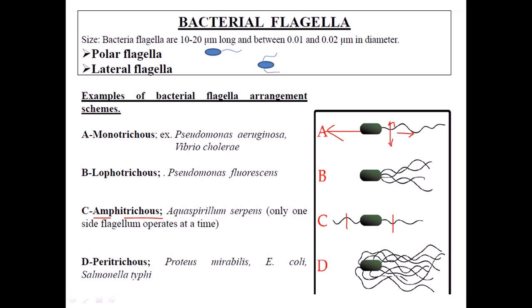Now in the fourth scenario, we have flagella coming out from all the places of a bacterial cell, in both the ends and also both the lateral regions. So we have polar flagella along with lateral flagella in this picture. We call it peritrichous flagella. That means flagella come out from the periphery, or the whole surface of the bacterial cell. One example of this is a very common bacteria, E. coli or Escherichia coli, and also Salmonella typhi, which is a causative agent of typhoid.